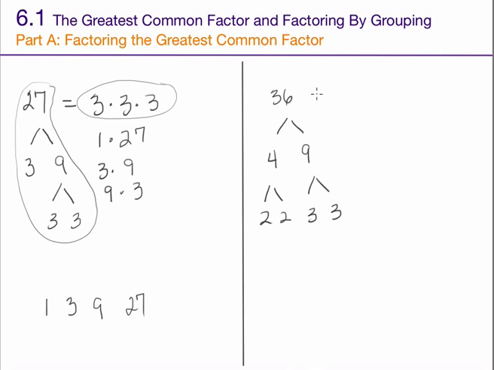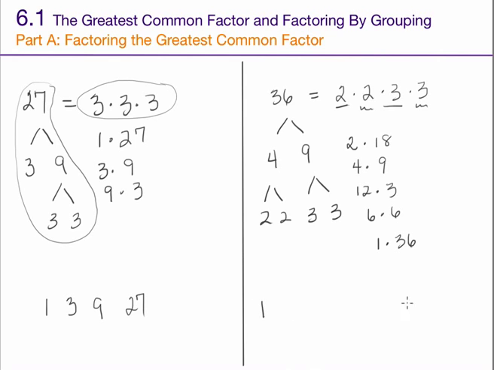Let's do the same for 36. 36 can be written as 2 times 2 times 3 times 3. But to write it as the product of two factors, I can write it as 2 times 18, or I can write it as 4 times 9. I can write it as 12 times 3, or I can write it as 6 times 6. I can also write it as 1 times 36. You can always write any number as 1 times itself.